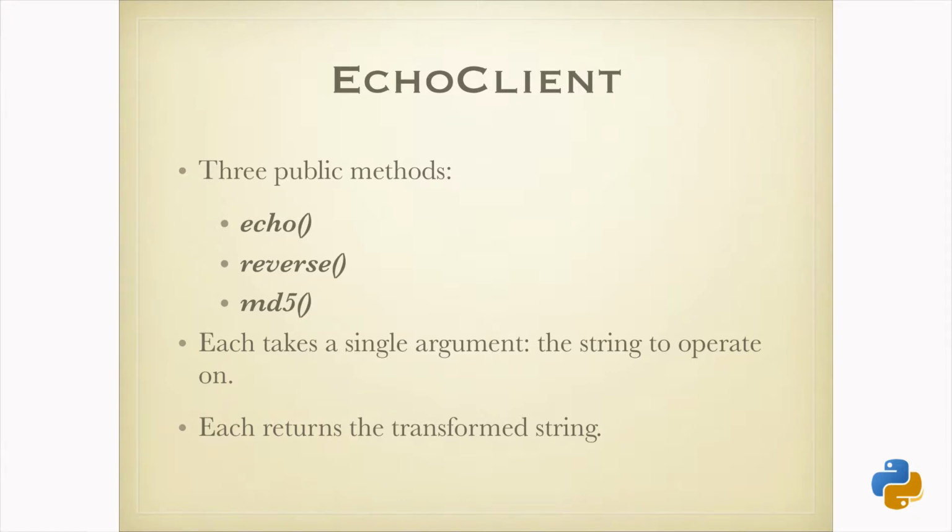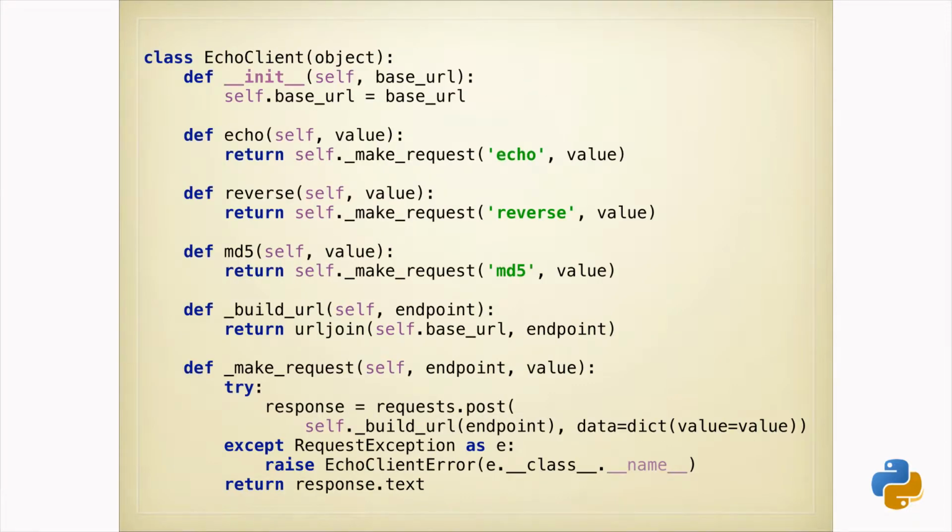So we can write an Echo client quite easily. And in this case, we're going to use the Python requests library to make HTTP calls. So we've defined 3 functions that we want to expose, echo, reverse, and MD5. And they all call the make request helper method. And that method basically uses the requests library to make an HTTP post call to our Echo server service. And it gets the response and returns it.